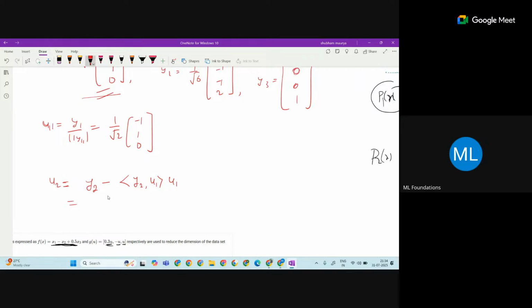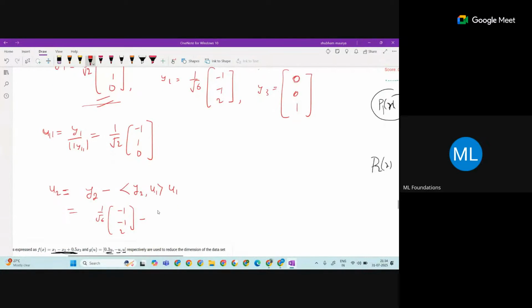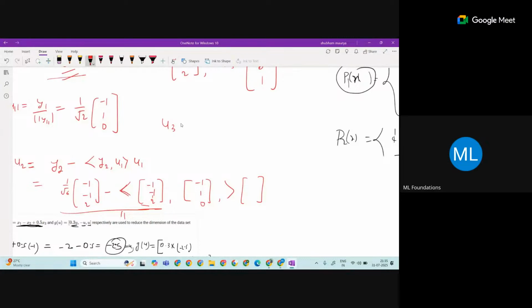So y2 is 1 upon root 6 (-1, -1, 2), minus the inner product between y2 and u1, times u1. This is a bit lengthy. See how long it is slowly becoming. So I will skip it. In the last you have to divide by the norm of the final vector, and you will get u2 finally. And u3 still remains: y3 minus the inner product of y3 and u2 times u2, minus the inner product of y3 and u1 times u1. Using this bigger formula you have to find u3.